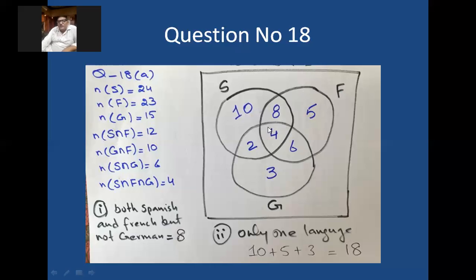So F has 23 members. 8, 4, 6 is already there. So from 23, subtract 8, 4, and 6. So you will get 5. I will write 5 here.